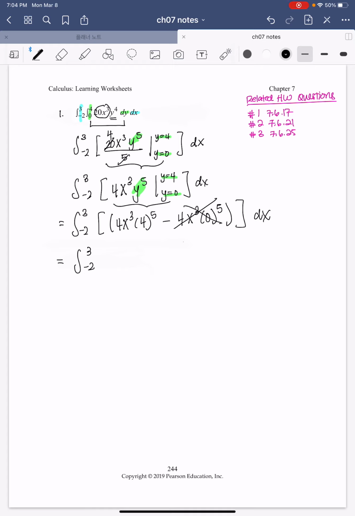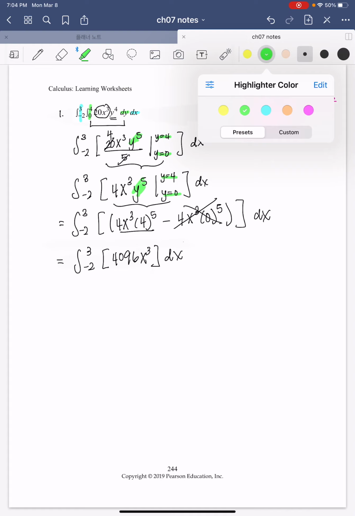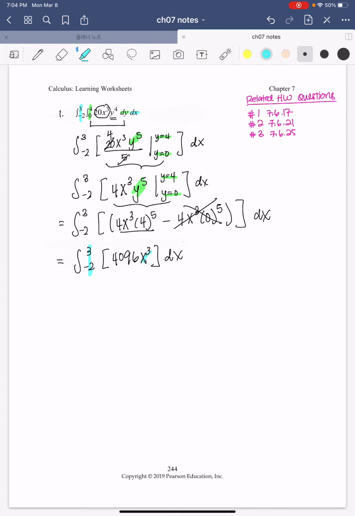Keep simplifying. This term is just 0. And then I'm going to have 4 to the 5th power, which is 1024, times 4, 4096x cubed dx. Then you have the x term surviving, and that's good because these are all associated with x terms. So now you integrate with respect to x.